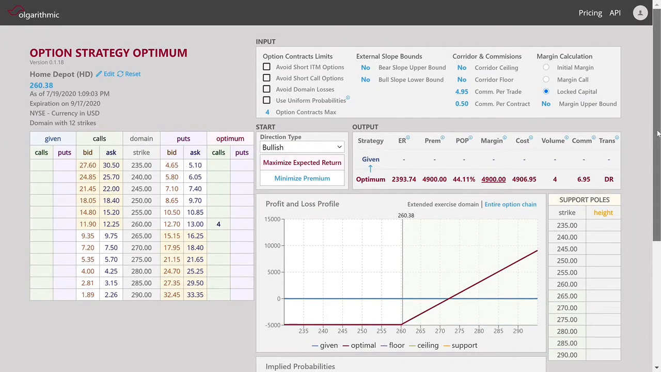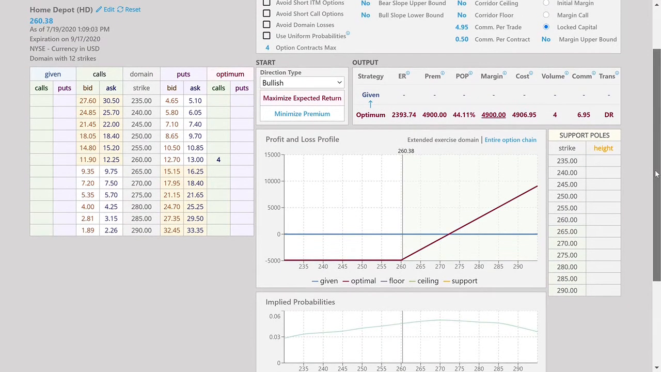And this is the optimal strategy with this expected return of $2,393.74 and with the probability of profit of 44.11%. This strategy may not be good for us because we see the break-even point here is around $13 away from the current market price.